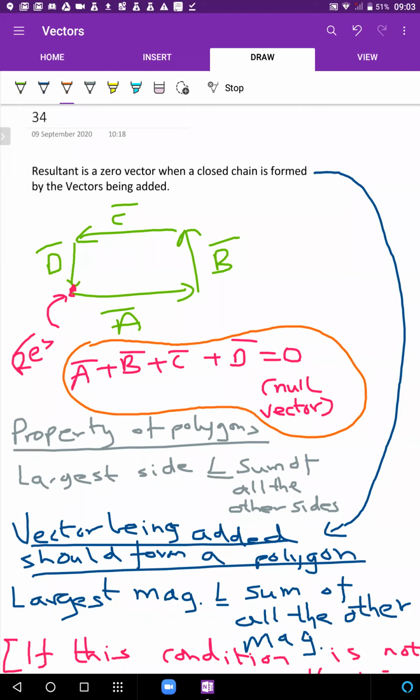Any doubt so far till this point? If I see vectors going in a cyclic fashion and they are forming a completely closed loop, gone in one order and they formed a completely closed loop, that means the addition is amounting to what? There's no place to draw the last side. It's amounting to 0. Okay, so therefore A plus B plus C plus D gives me a null vector. Okay, all right, no doubts there.